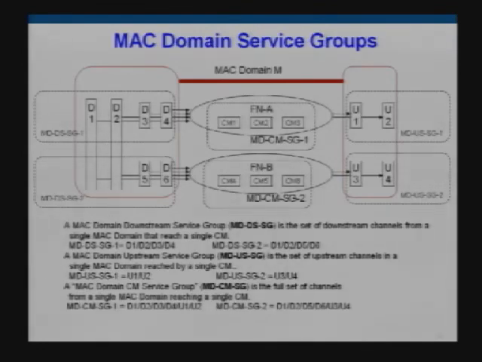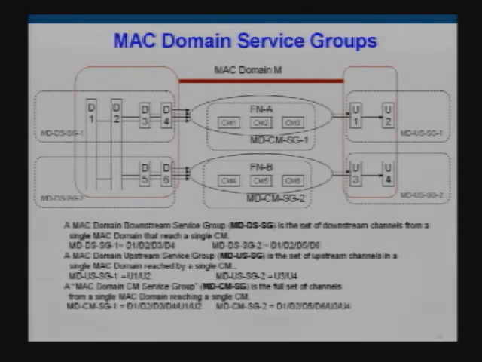Another key feature in DOCSIS 3.0 is MAC domain service groups. A MAC domain downstream service group represents the set of all the downstream channels from a MAC domain which are available physically to a modem. So typically for a physical fiber node in the plant, the MAC domain downstream service group for all the modems connected to the same fiber node would be the same. And likewise, we have the concept of MAC domain upstream service group as well.